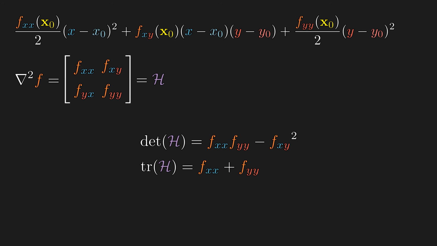The determinant is precisely the discriminant for the second derivative test. And the trace, if you're not familiar with it, is the sum of the diagonal entries, which in this case is the Laplacian. We will eventually understand what these quantities represent.